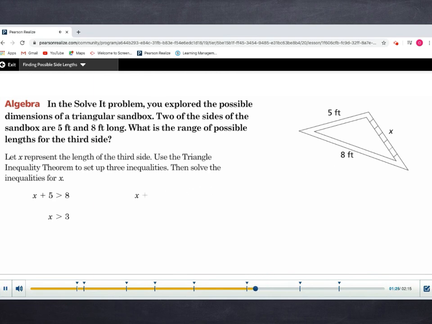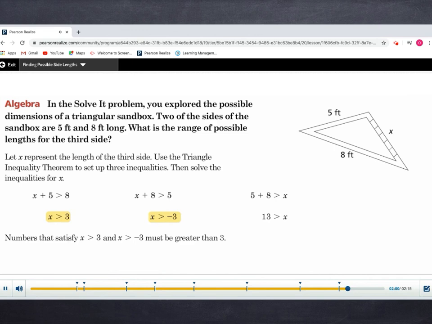Another inequality you can write states that the sum of the lengths of the third side and the 8-foot long side is greater than the length of the 5-foot long side. Subtract 8 from each side to solve for x. x is greater than negative 3. A third inequality states that the sum of the lengths of the 5-foot long side and the 8-foot long side is greater than the length of the third side. 13 is greater than x.